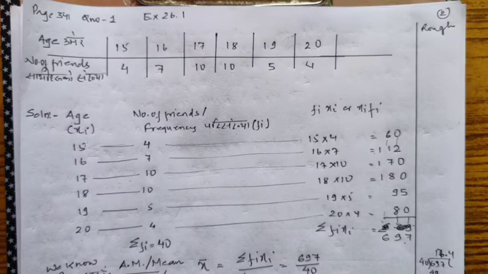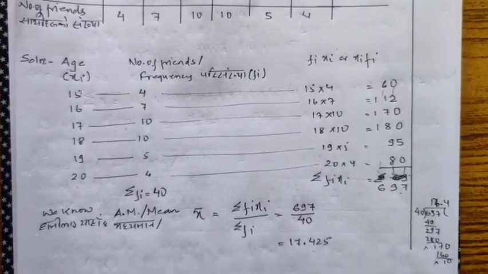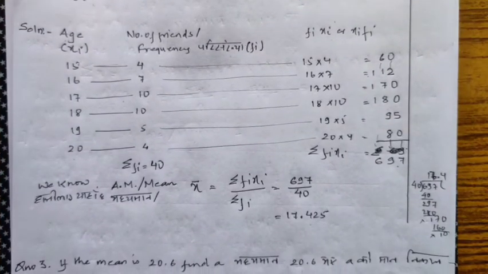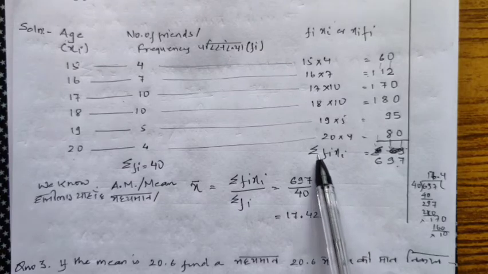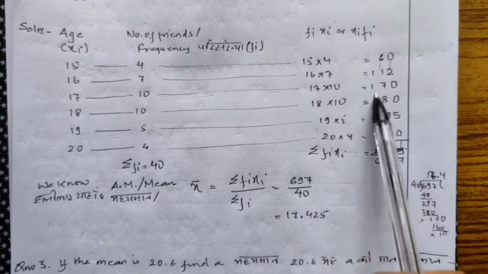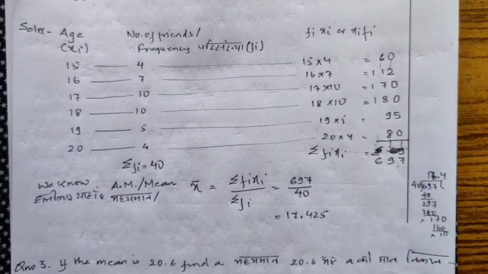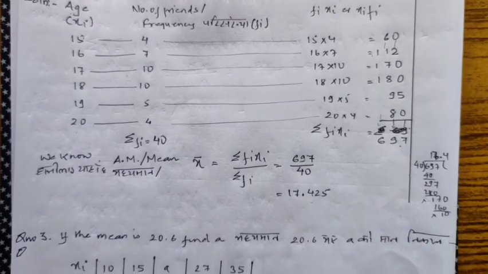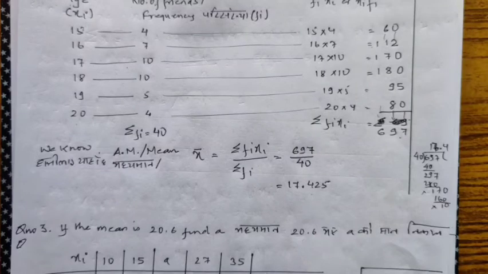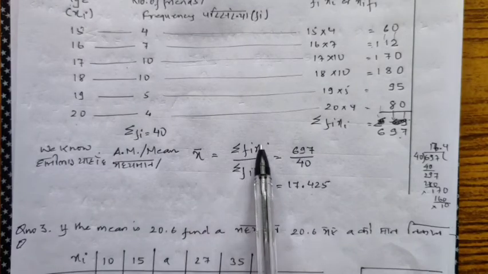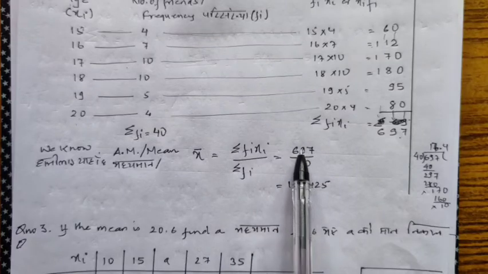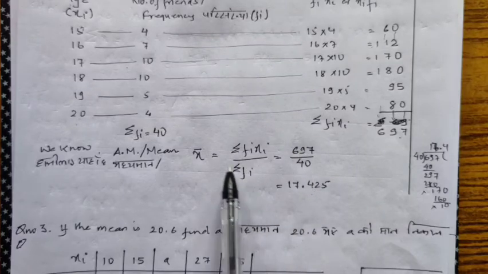That's how I find all my fi xi, and according to the formula I need summation fi xi. I add all these fi xi, which I get 697. Show me how you added out here in the rough work. So I know the formula for arithmetic mean is summation fi xi by summation fi. So this is the formula for arithmetic mean. Under fi xi I write the value of summation fi xi, and I also need summation fi.